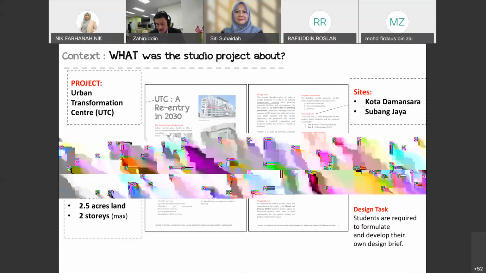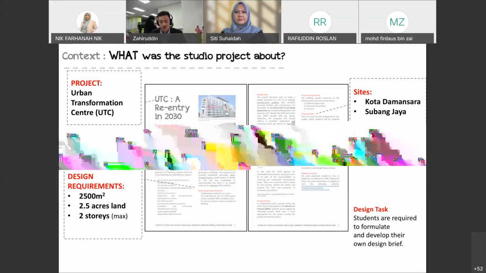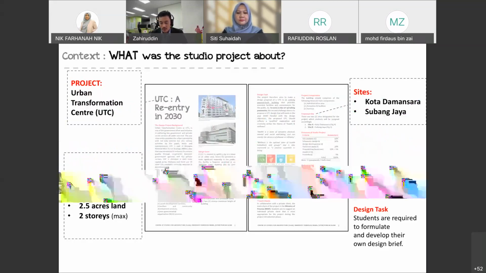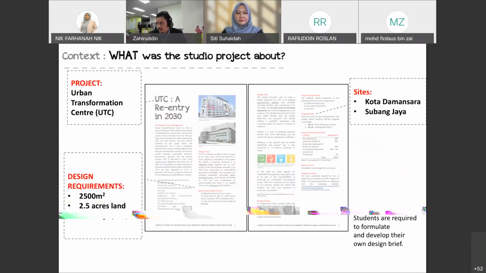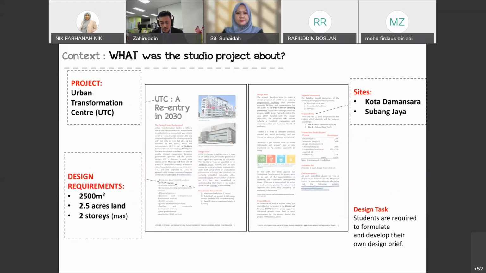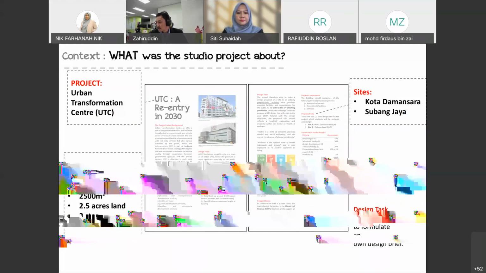Basically, they still have to have the same governmental offices provided in the UTC, but they have to add extra value with some supplementary spaces. For example, if they think the UTC should also encourage people to walk and encourage Malaysians to eat healthy food, they have to design the UTC in such a way that when they come to pay the bills or settle their income tax, they can still enjoy good, healthy food. They can jog and use the gym. They were trying to give an idea of what a UTC would be in 10 years' time.